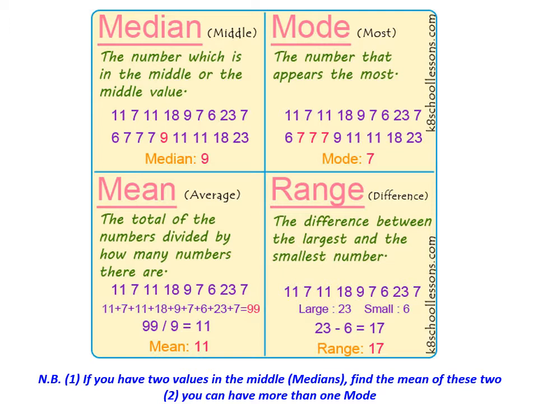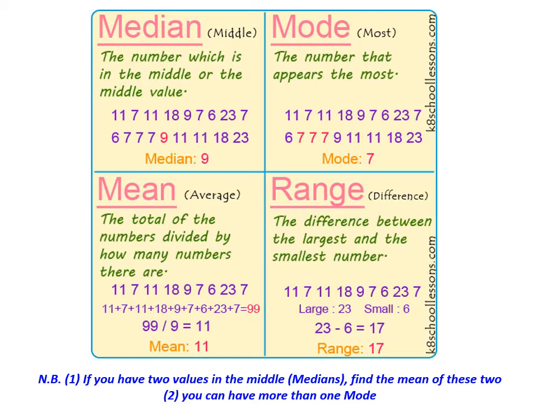While the mean means the average, we sum all the 9 values and divide by the number of the values. So we'll get 11. The mean is the total of the numbers divided by how many numbers there are. The mean here equals 11.